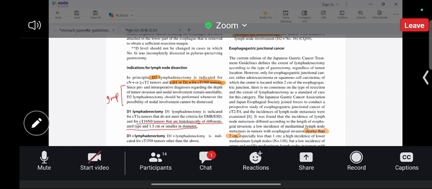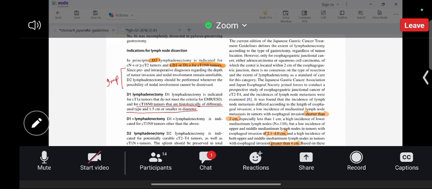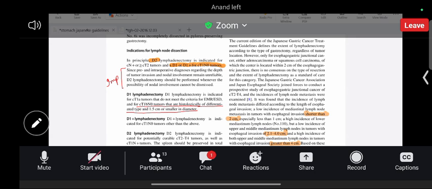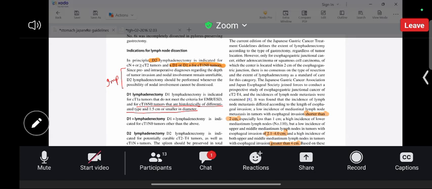So in this edition they published this time, some discussions are already going on. They found that the incidence of lymph node metastasis differed according to the length of esophageal invasion. There is a low incidence of mediastinal lymph node metastasis in tumors with esophageal invasion less than 2 centimeters, especially less than 1 centimeter. A high incidence of lower mediastinal node, that is station 110, is seen if the tumor is 2.1 to 4 centimeters. But up to 4 centimeters, there are low chances of involvement of upper and middle mediastinal nodes.